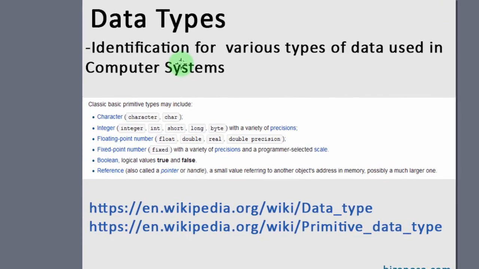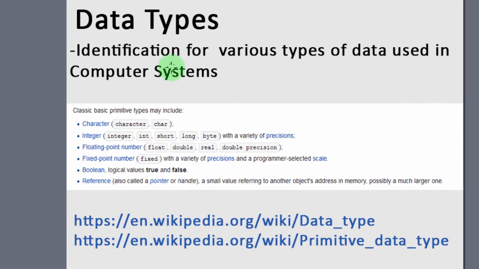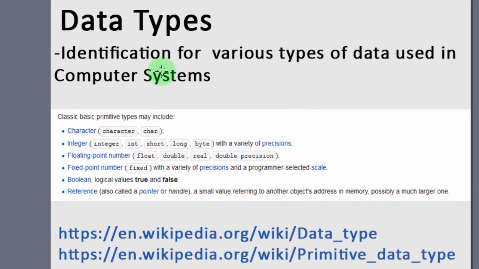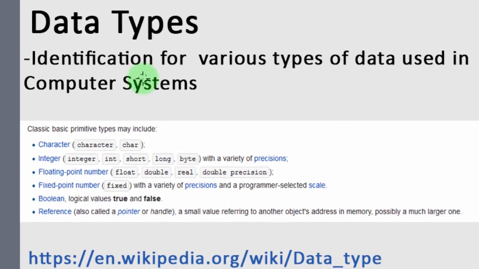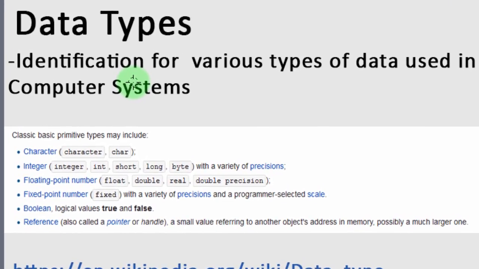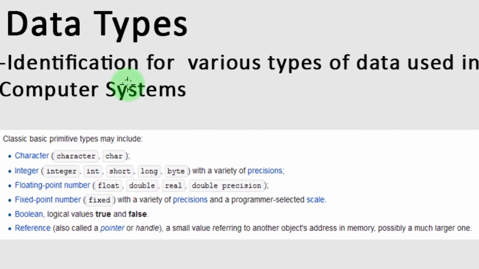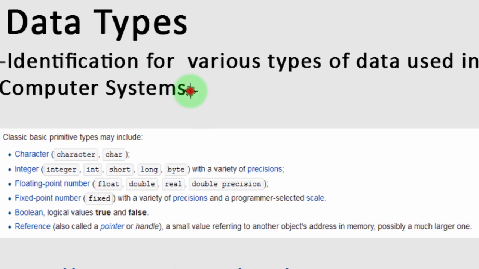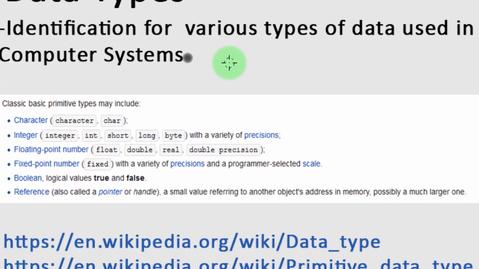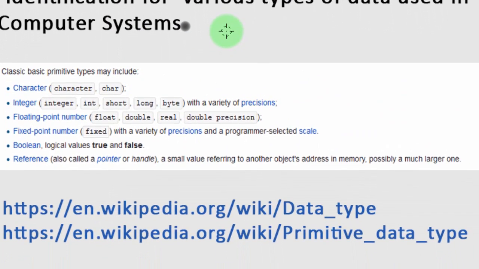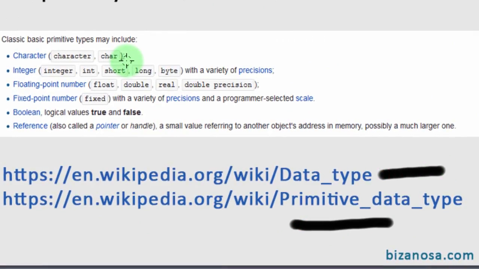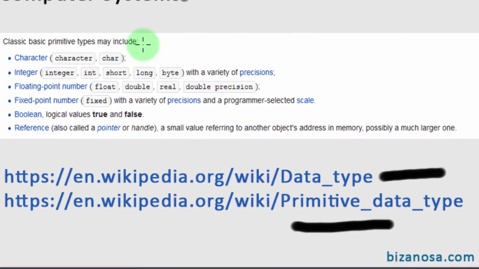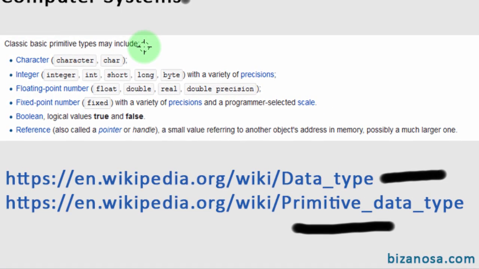Data types provide identification for various types of data used in computer systems. So if you're putting some kind of data into the system, you need to tell it the kind of data you're putting in. Is it a number? Is it a character? If you want to look at the various data types and a whole lot more information about this, just go to these two links.